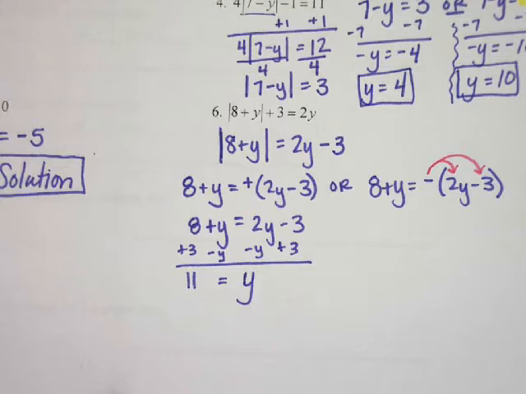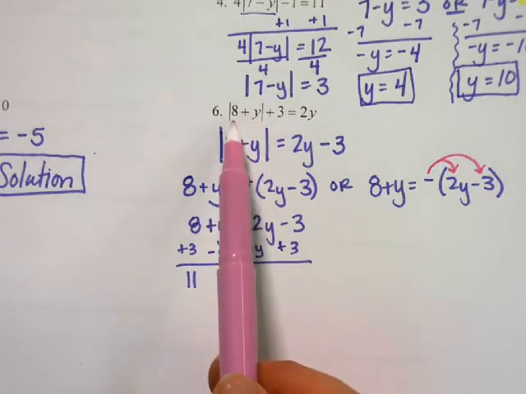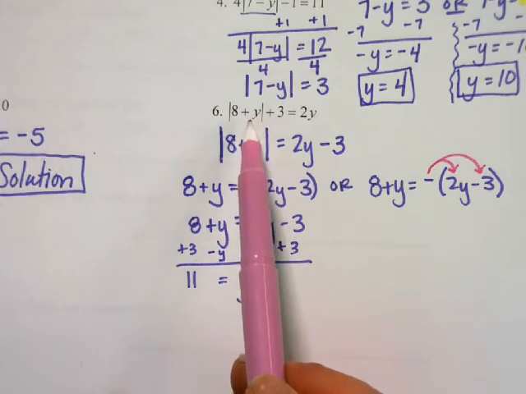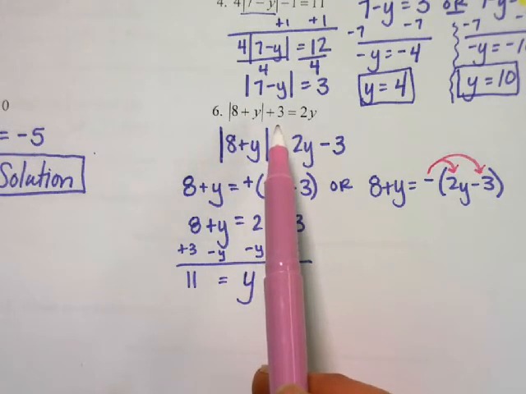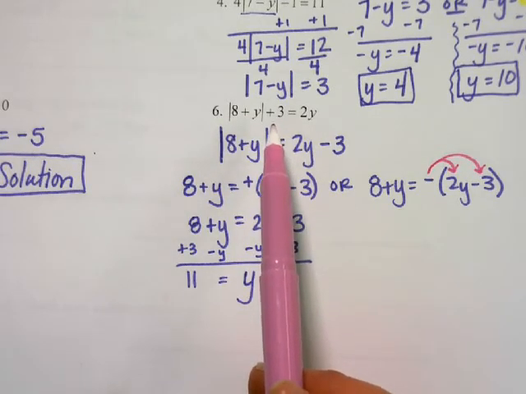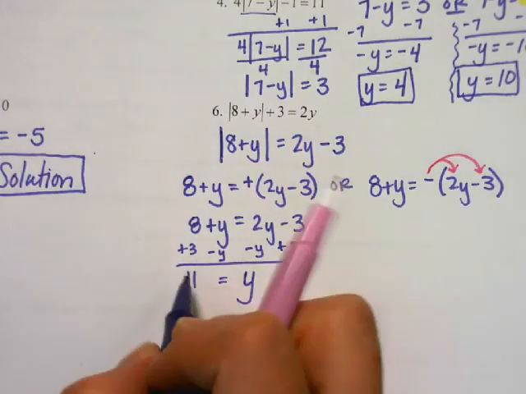Okay, let's check this guy before we go any further. 8 plus 11, 19. Absolute value of 19 is positive 19, plus 3, 22. 2 times 11 is also 22. So that guy works.